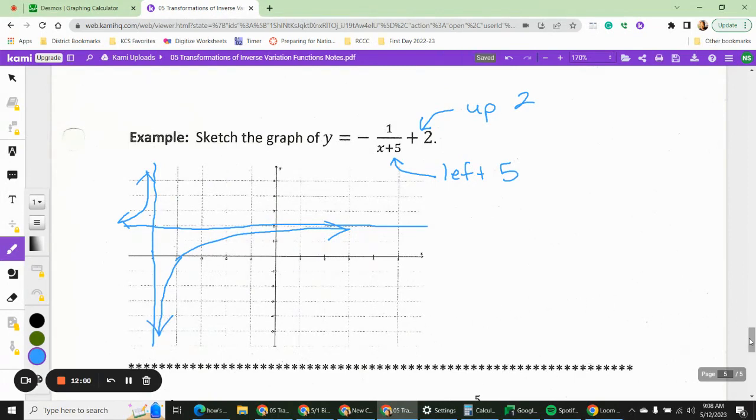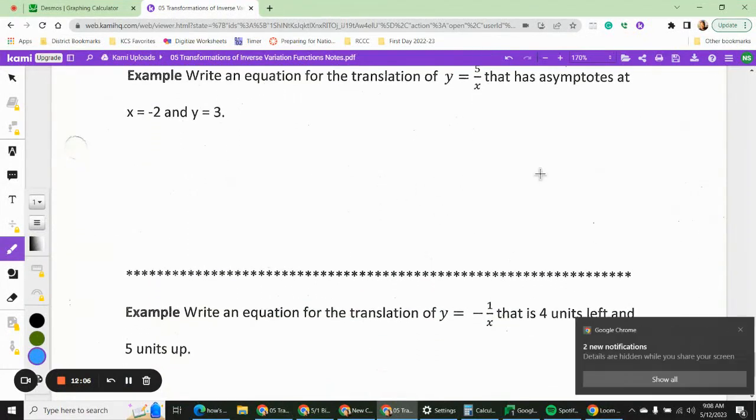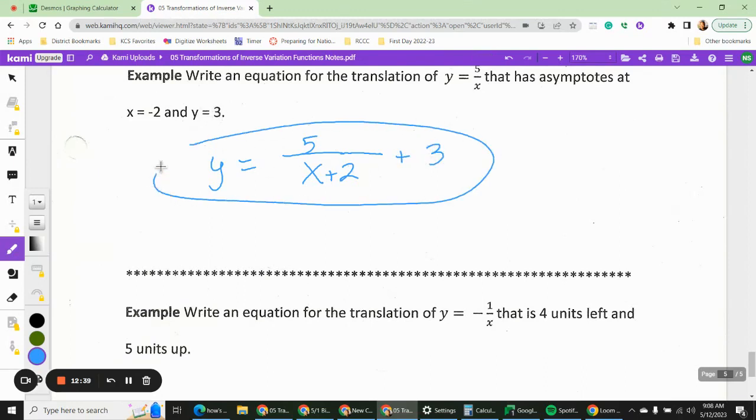We have one last couple of examples here. We're going to write an equation for a translation of y equals 5 over x that has asymptotes at x equals -2 and y equals 3. So we're going to start with that parent graph they gave us, y equals 5 over x. And they said it has an asymptote at x equals -2. Now remember, we always change the sign of something that's being added or subtracted with x. So I'm going to write x plus 2 at the bottom here. And then it has another asymptote at y equals 3, so I'm going to write plus 3 after the fraction. And that's how we write the function.